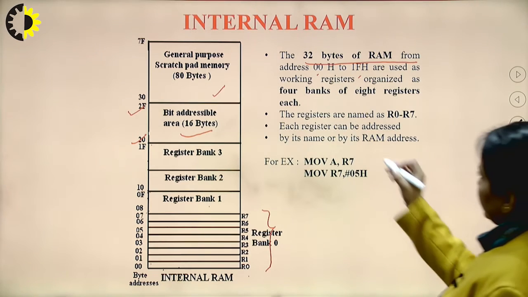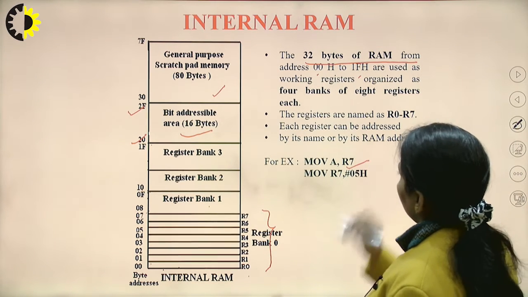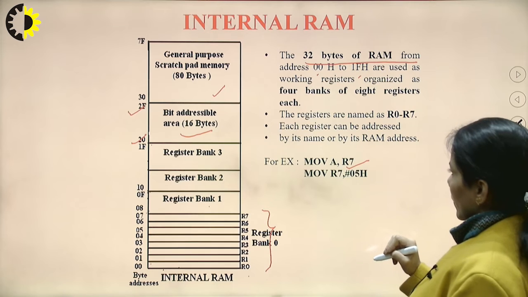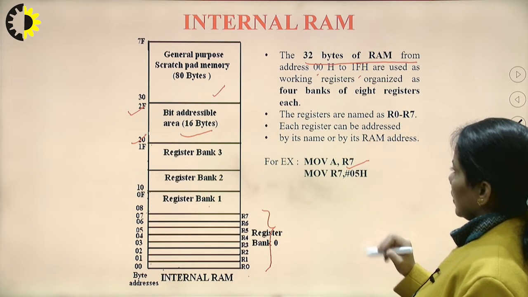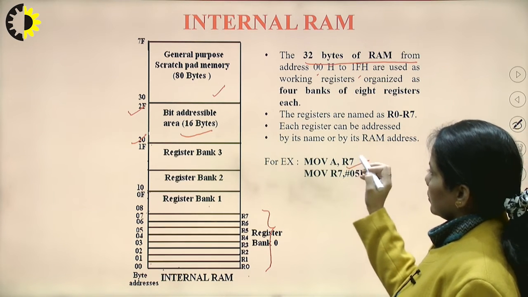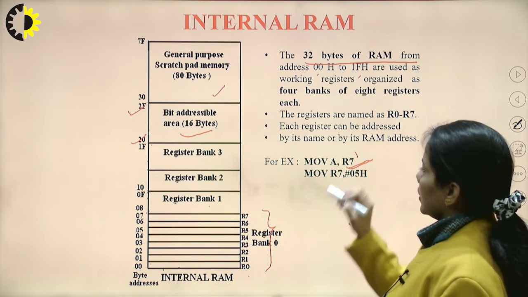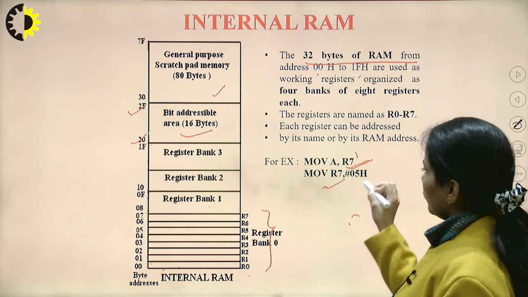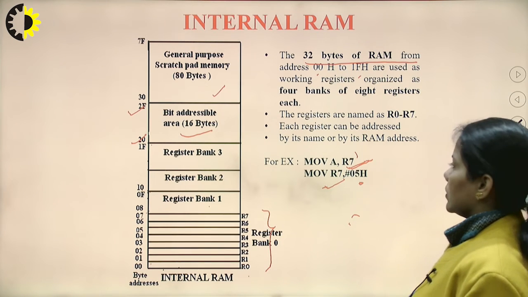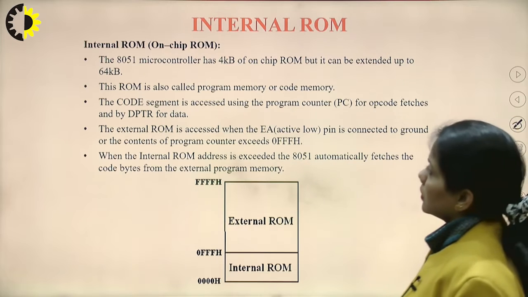Suppose we want to move R7 to A. This is how the value of R7 is moved to A. Now we want to move some immediate data to R7. So in this way we are going to execute it.